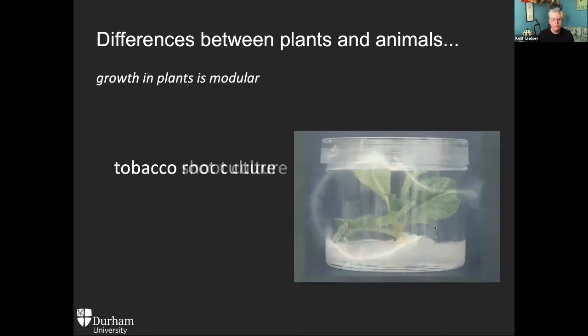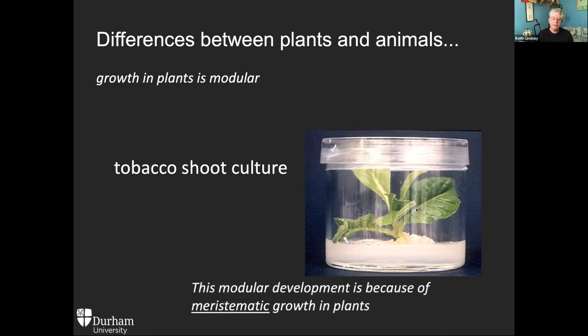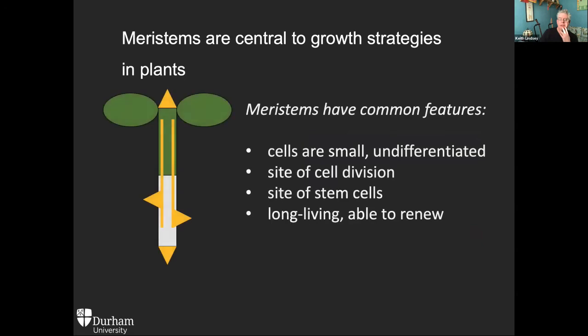And you can do the same kind of thing with a shoot. You can take the apical millimeter of a shoot, and it will then grow to form a perfectly normal looking entire shoot. So this is what I mean by modularity in development. Those meristems have the ability to generate the entire structure adjacent to it, like the rest of the shoot or the rest of the root. And so this modular development is possible because of these meristems, which are peculiar to plants. So they're central to growth strategies.